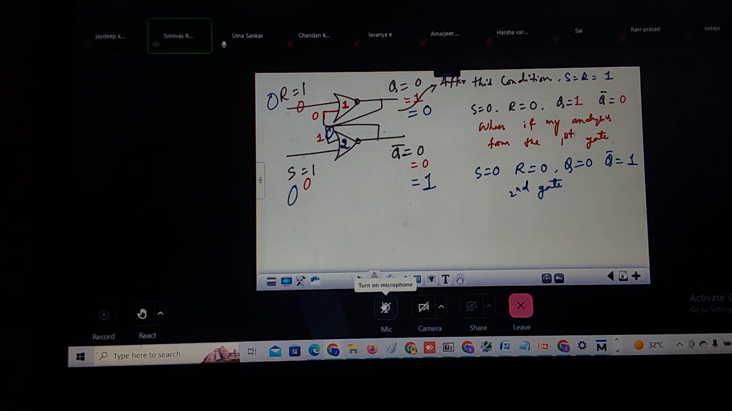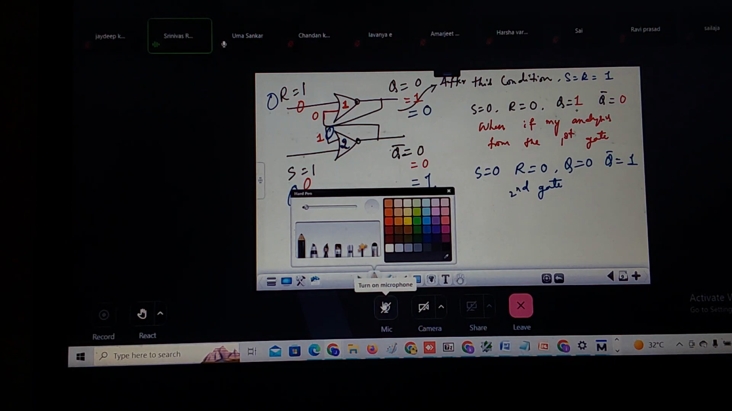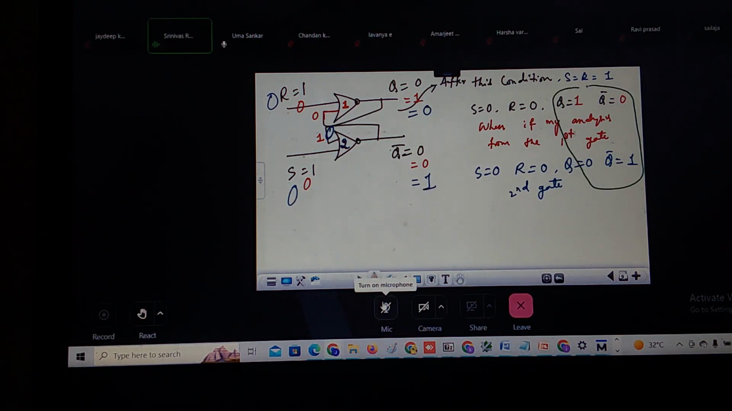After S is equal to 1, R is equal to 1, are you exactly sure what the value of Q is for this state? No. After this, if I put S0, R0, can you guarantee that my Q is 0 only, or my Q is 1 only? No, right? If the propagation delay of this gate is lesser than this gate, and this gate gets the fast input of 0, then this always gives 1 and this gives 0. If the other gate gets the fast input of 0 after this condition, then this gives me 1 and this gives me 0. You cannot say what the value of Q is.